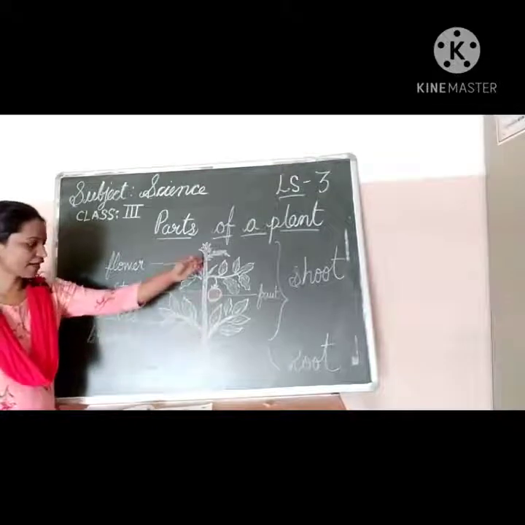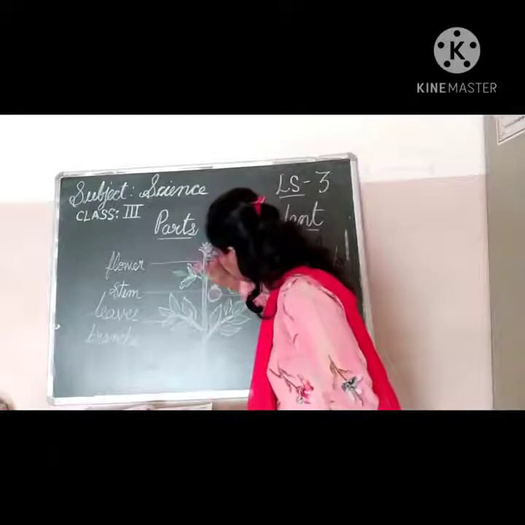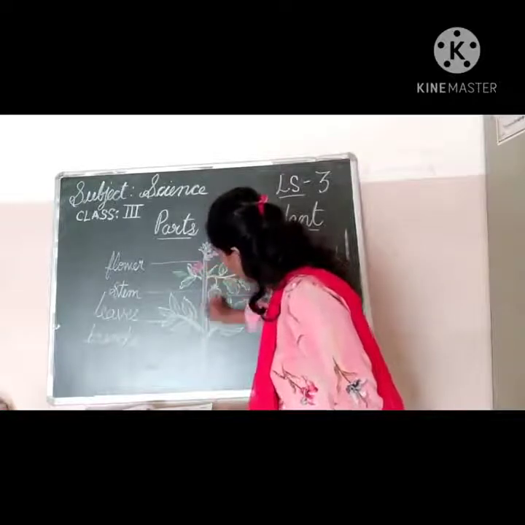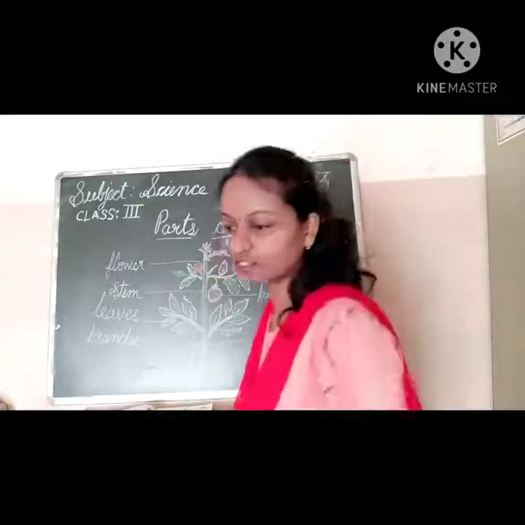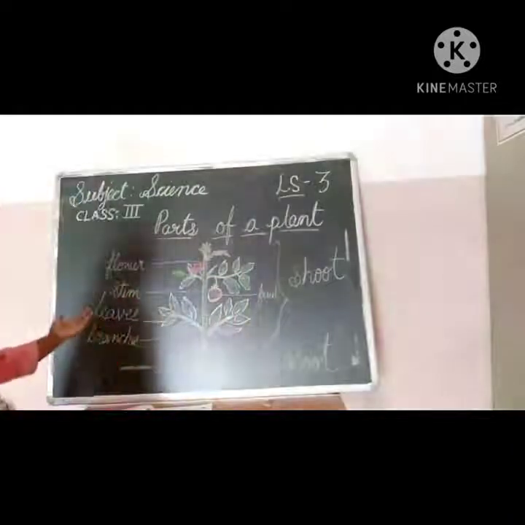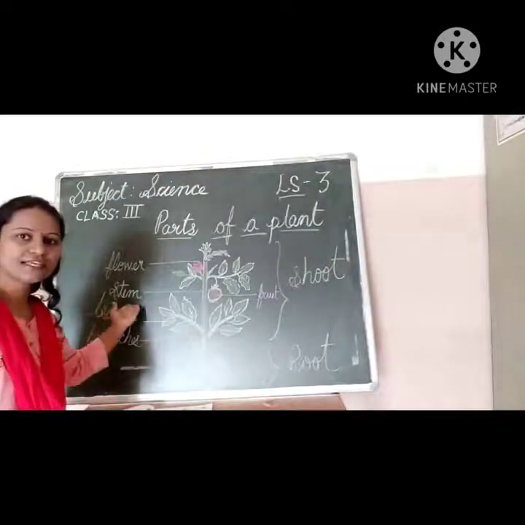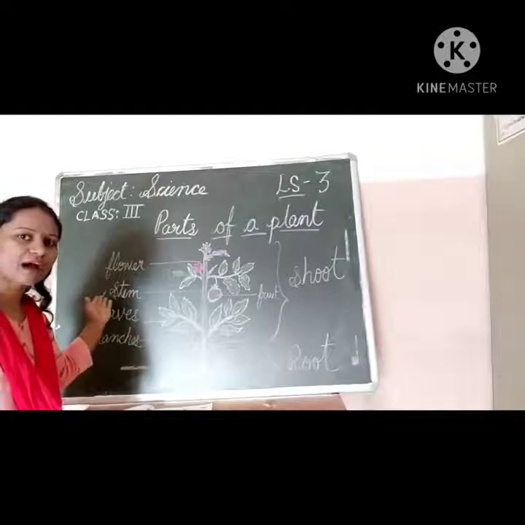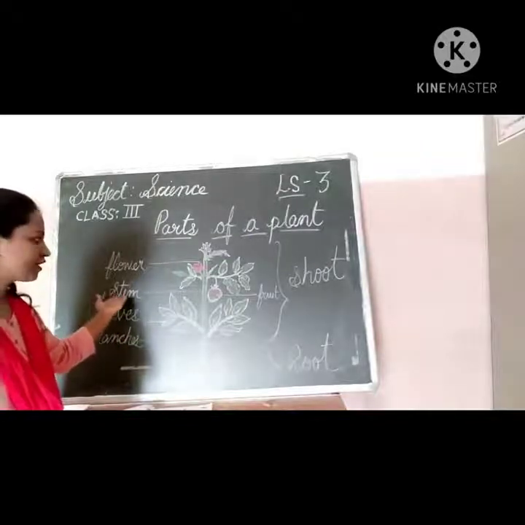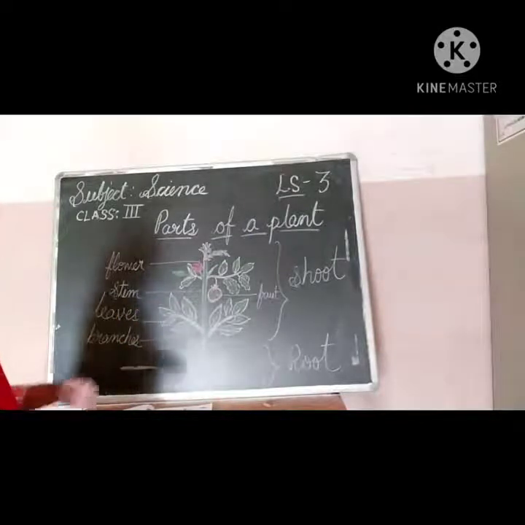Now what is this? What is the straight line which I have shown here? This part is called the stem. Okay children, this part is called the stem. What is the spelling for stem? S-T-E-M. Just say it after me. S-T-E-M, stem.